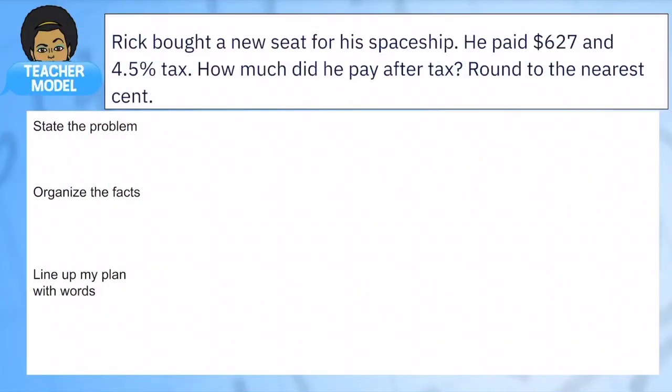And now for our last question. Rick bought a new seat for his spaceship. He paid $627 and 4.5% tax. How much did he pay after tax? Round to the nearest cent. So let's think for a minute. Do I just want how much it went up, or do I want the whole new price? Do I just want the 4.5%, or do I want the 4.5% plus the $627? Well, I want to know how much he paid after tax, so I want the whole thing.